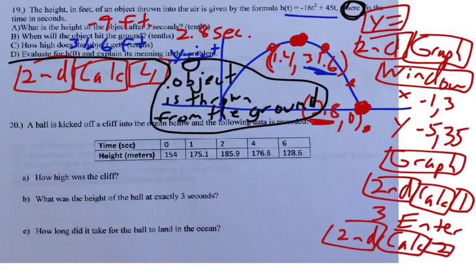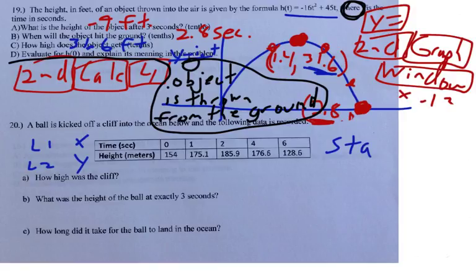Okay, jumping to 20, our last one. A ball is kicked off a cliff and it gives us the data. So this is another one where we have our data but we don't know the equation. Our time is always our x, and our height is going to be our y. So that's L1 and L2. We're going to do the same steps we did before. So stat enter, type in all your data into L1 and L2.